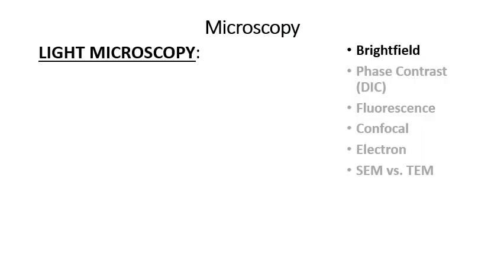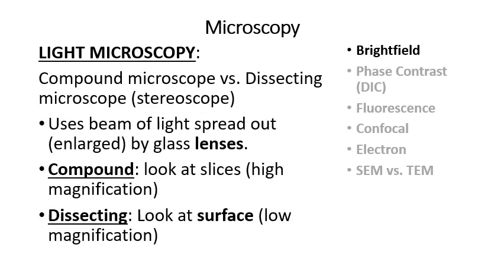All right, let's start by looking at bright field microscopy or light microscopy. We have compound microscopes versus dissecting microscopes. A dissecting microscope is sometimes referred to as a stereoscope. It uses a beam of light where the light rays are spread apart or enlarged by glass lenses that refract the light. The compound microscope is where you slice whatever you're looking at into thin sections, and then you stain it, and then you actually look through it. So the light source is on the opposite side of the lenses. A dissecting microscope doesn't really magnify as much. It uses low magnification, and you're looking at the surface.